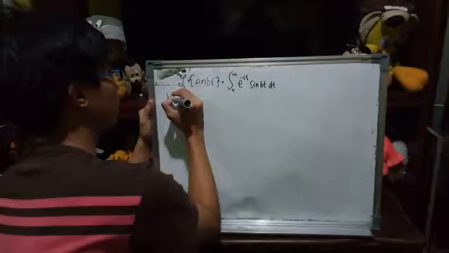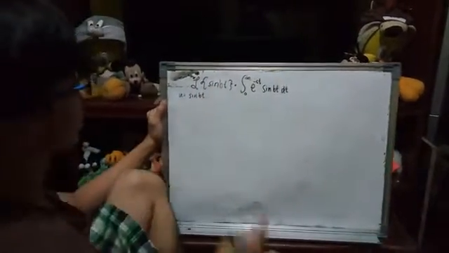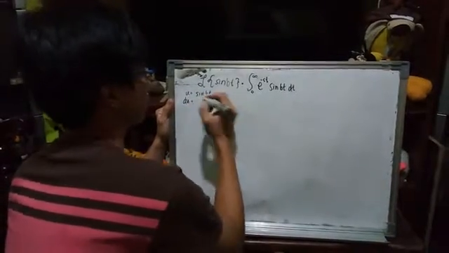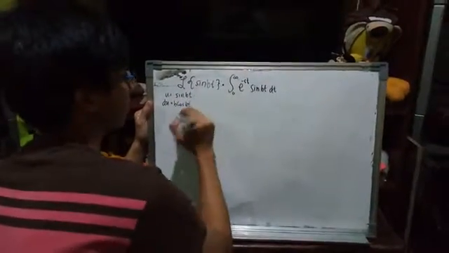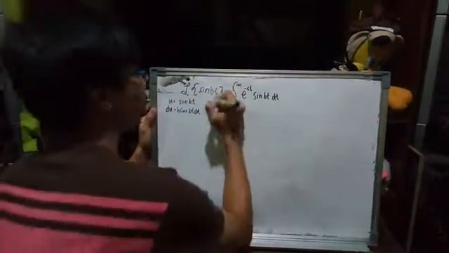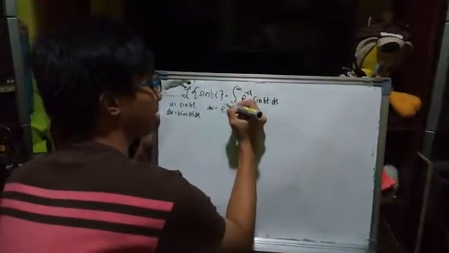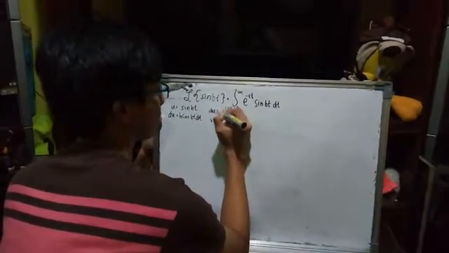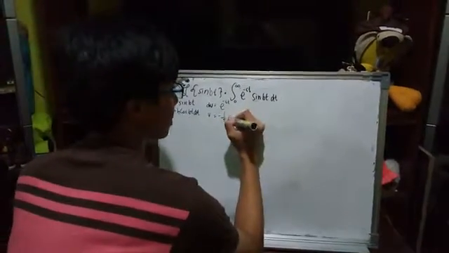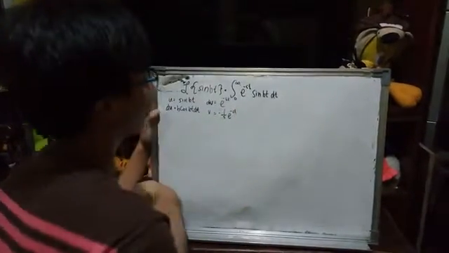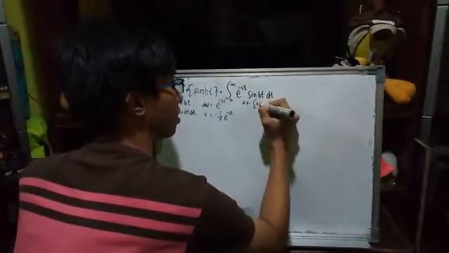So we will let u be sine bt and our du is b cosine bt dt, and our dv is equal to e raised to negative st, and our v is negative 1 over s times e raised to negative st. So we will just use the integration by parts formula.